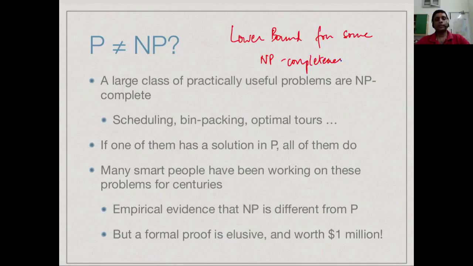NP completeness was first identified by Cook and Levin in the early 1970s. So it is now more than 40 years since the theory of NP completeness itself was invented. A lot of people have looked at this problem and nobody has yet found a direct way of doing this. So a formal proof is elusive, and it's worth $1 million because there is a prize given by the Clay Math Institute. This is one of the celebrated open problems in mathematics for which the Clay Institute has awarded a large prize. So if somebody does prove that this is indeed not the case, then there is a large prize at stake. So with this, it seems an appropriate place to end this course. I thank you all for listening.